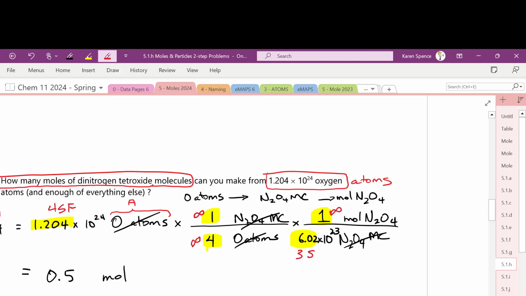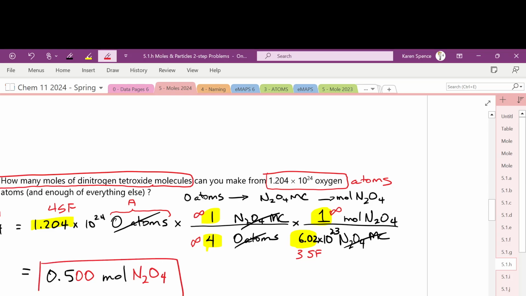3 sig figs. Okay, so we need 3 sig figs. How many zeros should I put on the end? 2. Am I good now? No, because I'm working with 2 different types of particles, so you need to tell me which one. Okay, so it needs to be moles of N2O4.